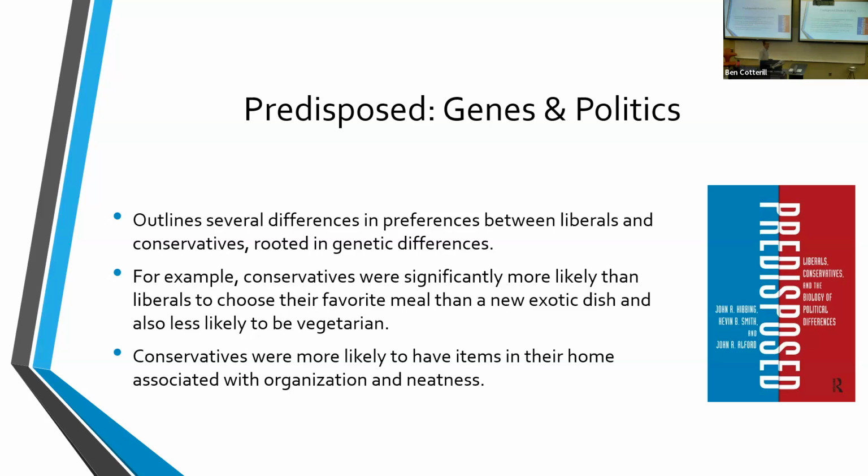Those on the right were less likely to enjoy dirty jokes. They were less likely to enjoy a movie that had an ambiguous, open-ended ending to it. They were more likely to enjoy landscape art, less likely to enjoy abstract art. Whereas those on the left were more likely to enjoy an ending to a movie that was open-ended. They were more likely to enjoy abstract art and so on. So a wide range of differences that are outlined in this book.